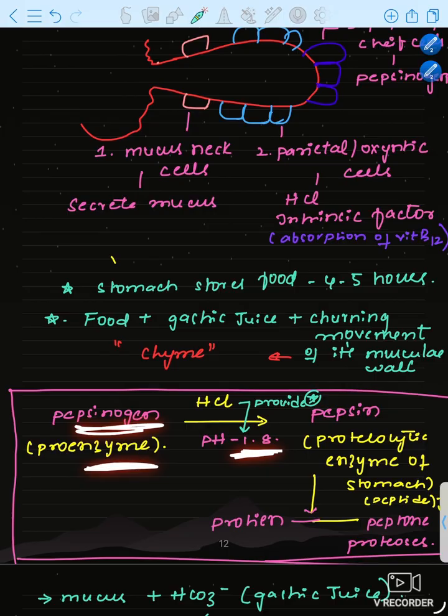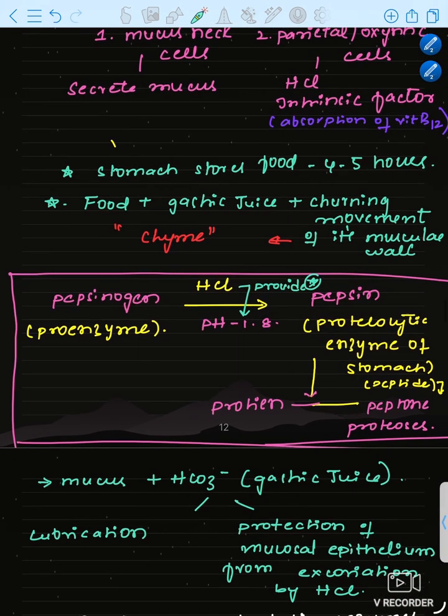Pepsinogen is a proenzyme. With the help of HCl, pepsin is formed. Pepsin is a proteolytic enzyme of the stomach. Now this pepsin is formed, and proteins will be broken into peptones and proteoses in the presence of pepsin.